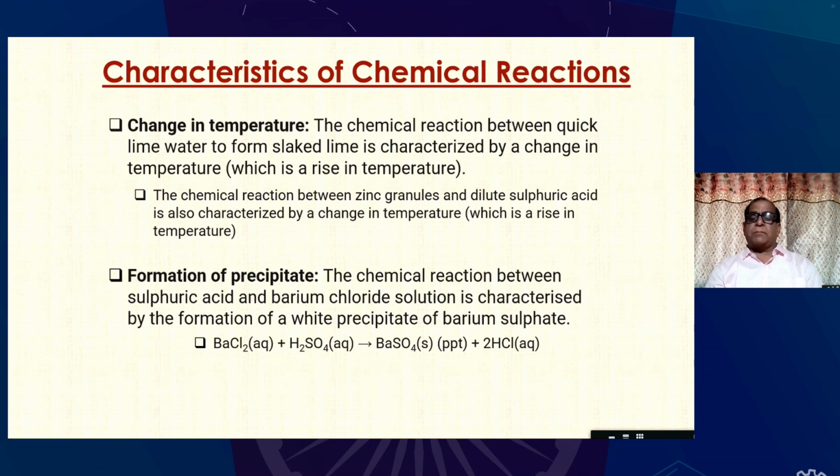Now, formation of precipitate. The chemical reaction between sulfuric acid and barium chloride solution is characterized by the formation of white precipitate of barium sulfate. These are the characteristics of chemical reaction.